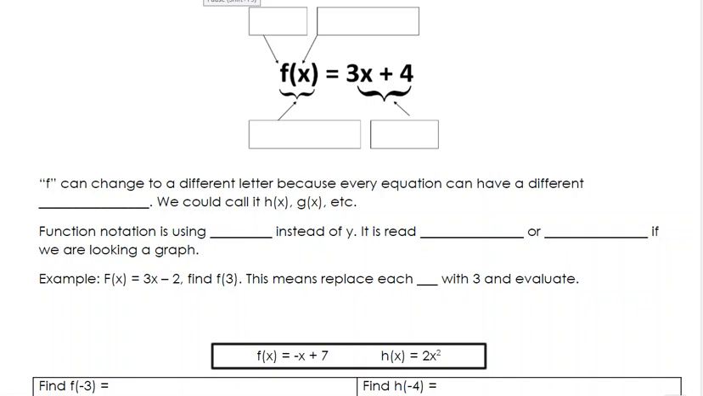Today we're going to learn about function notation. Function notation is something that looks like this, and it's got different parts to it. Here are the parts. This looks very confusing, but it's really not that confusing.